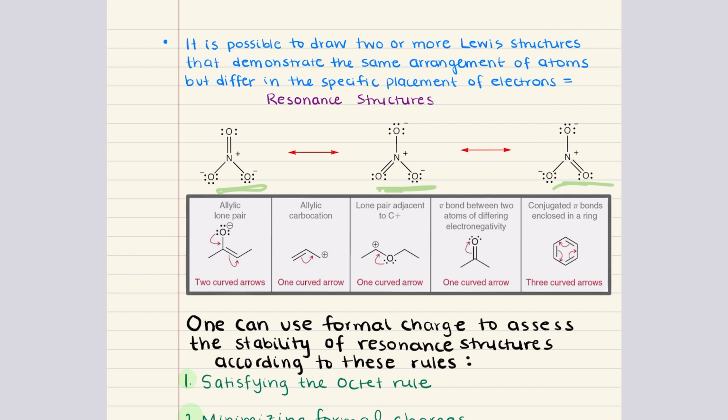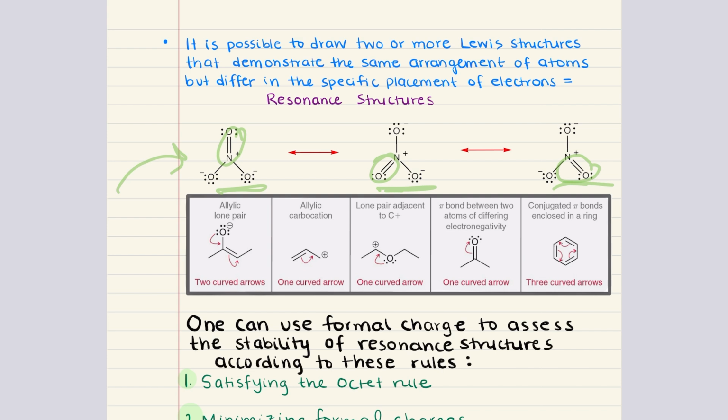These structures are not separate entities that the molecule switches between. Rather, the actual electronic structure is a hybrid of all of the possible resonance forms. This delocalization of electrons helps increase molecular stability, and it also explains properties that a single Lewis structure couldn't fully capture. So for example, in the nitrate ion, NO3 minus, we can draw multiple Lewis structures where the double bond is placed between the nitrogen and a different oxygen each time. However, in reality, the electrons are delocalized across all three oxygens, making them chemically equivalent.